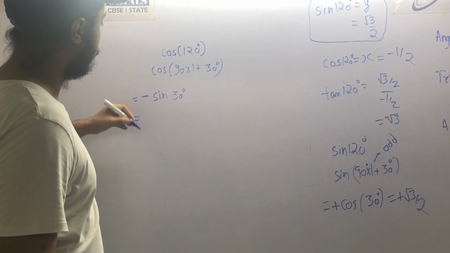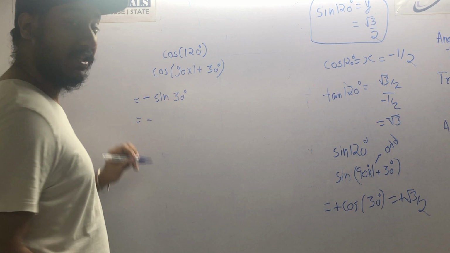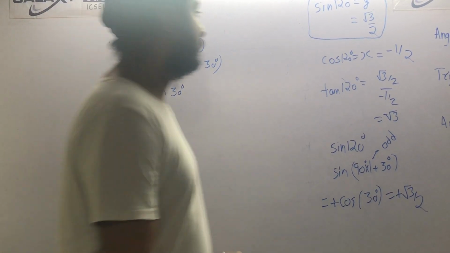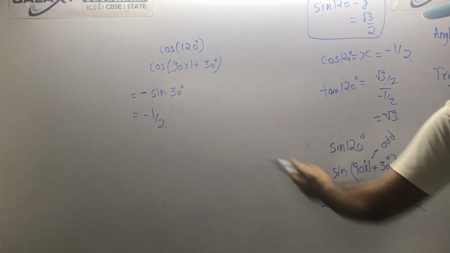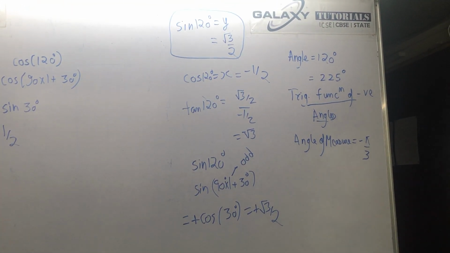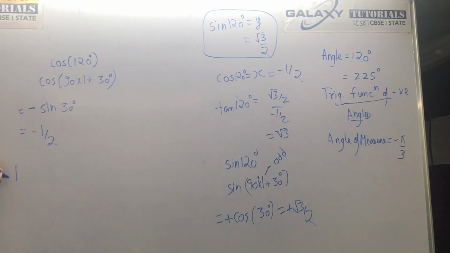What is the value of minus sine 30? Minus, it is 1 by 2. So the answer will be minus 1 by 2. You can confirm the answers. See, minus 1 by 2, minus 1 by 2. Root 3 by 2, root 3 by 2. The answers are same. You can see here. Nothing has changed.